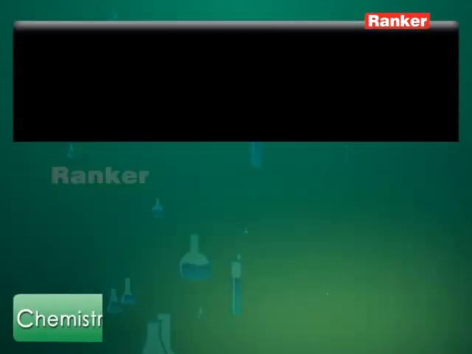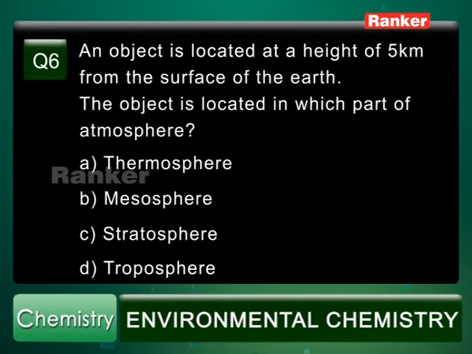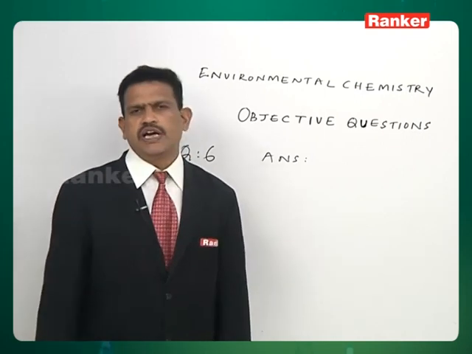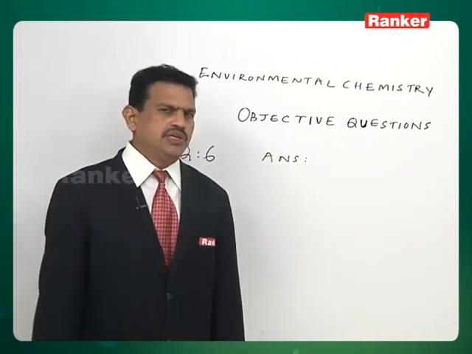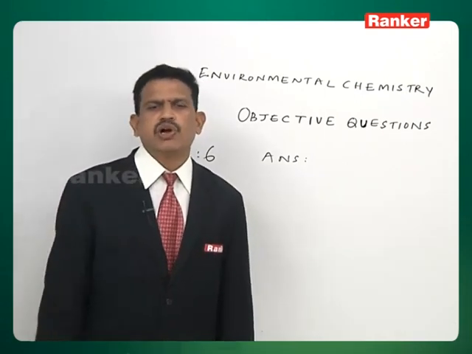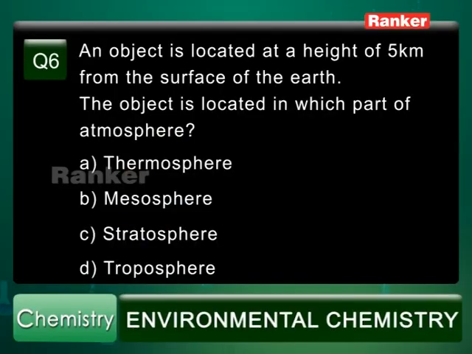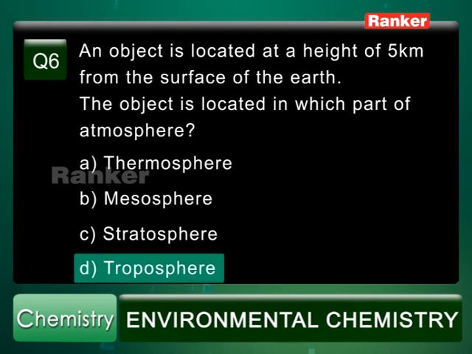Question 6. An object is located at a height of 5 kilometers from the surface of the earth. The object is located in which part of the atmosphere? Is it in the thermosphere, option A? Option B mesosphere. Option C stratosphere. Option D, troposphere. Just now I have told that the 0 to 10 kilometers region in the atmosphere is called the troposphere. So it is there in the D option. So we can go for option D for this question.